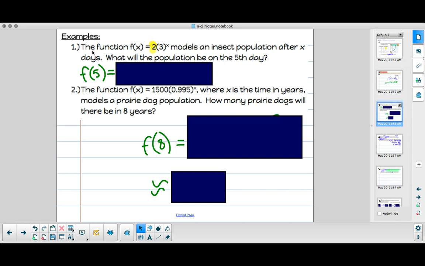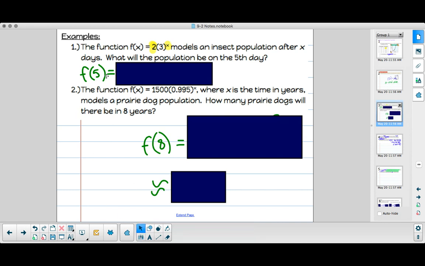So let's look at a couple of examples. The function f of x equals 2 times 3 to the x power models an insect population after x days. What will the population be on the 5th day? The thing about exponential functions is that the variable is actually the exponent. In all the other types of functions we've done, linear and quadratic, the exponents were not variables. Here, the exponent is actually the variable in the equation.